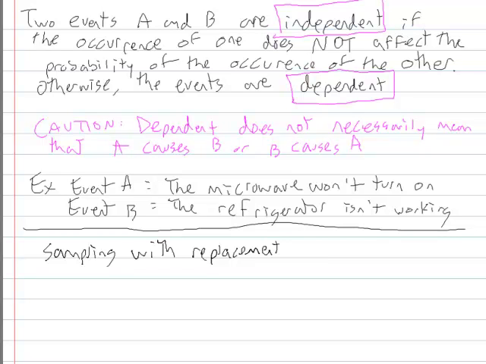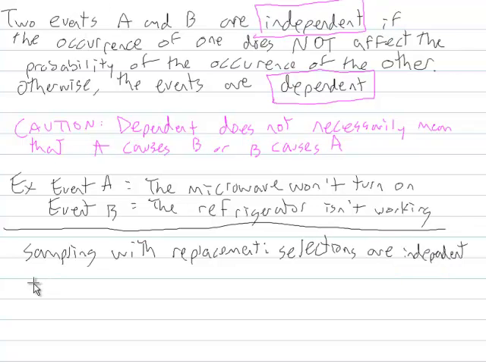Okay, so if we're doing a sampling with replacement, meaning we're selecting items from the population, and then we put them back so that they could be selected again. I draw the name out of the hat, I look at it, and then I put that name back in the hat so that person could be selected again. These selections are independent. And sampling without replacement, these selections will be dependent.